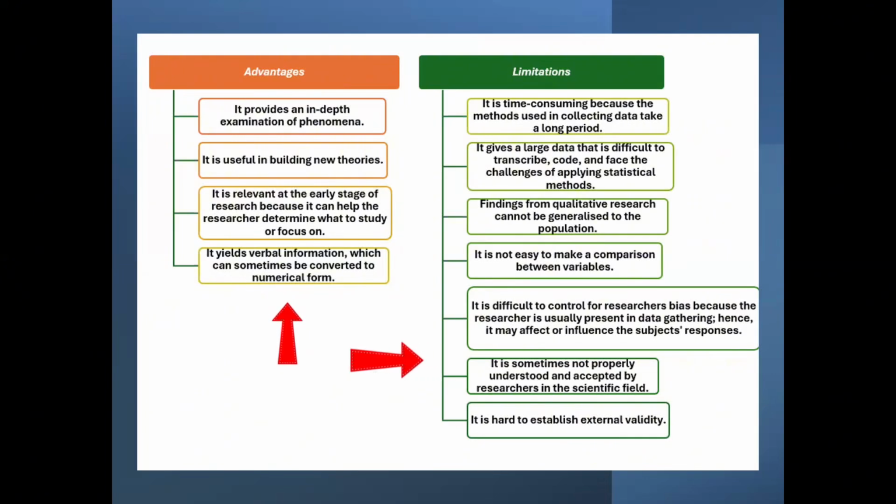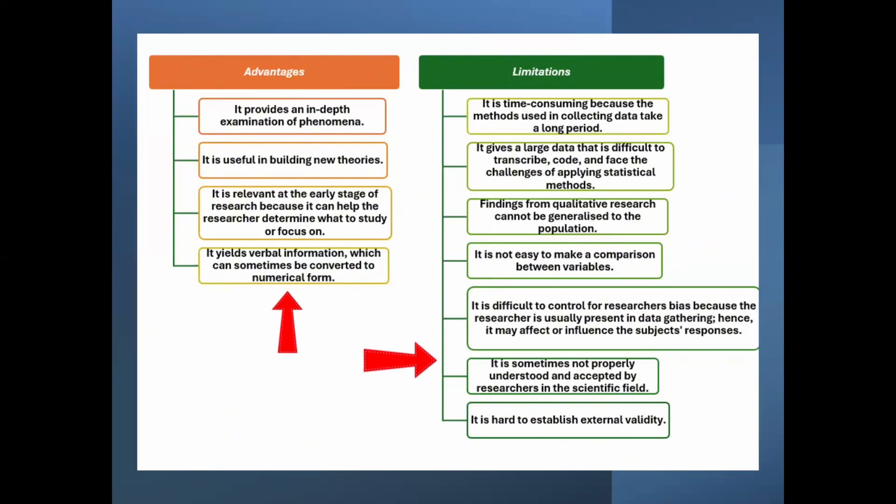And when you are finished with that, you come up with your findings, what you discover. When we say it cannot be generalized, you cannot say that because of what you got from this number of students, it's likely that all the secondary school students in Delta State may also have the same opinion. So you cannot generalize it. The major reason why you cannot generalize it is that the sample is small. It is not easy to make a comparison between variables, that is true, because it's not quantitative.